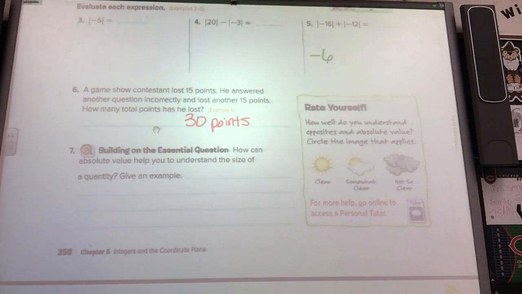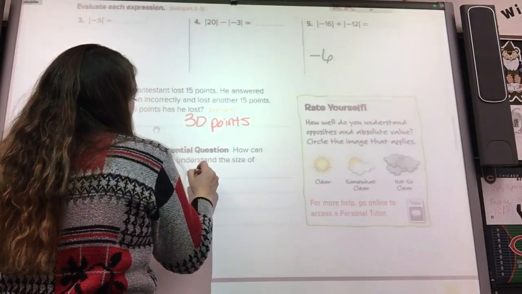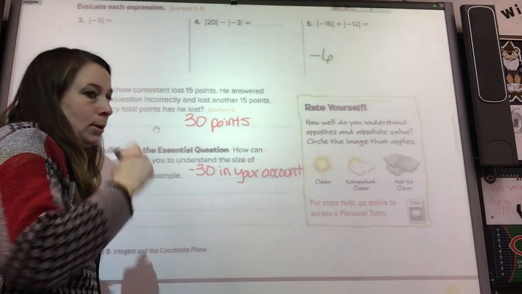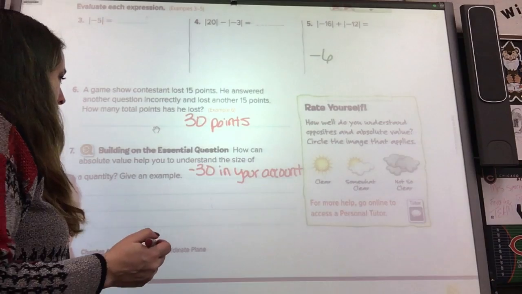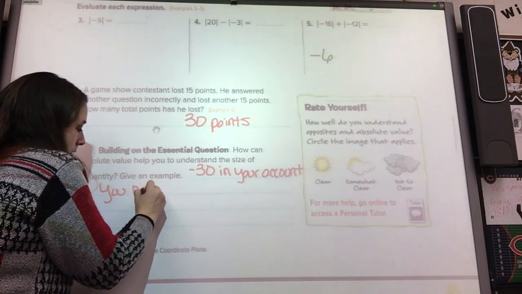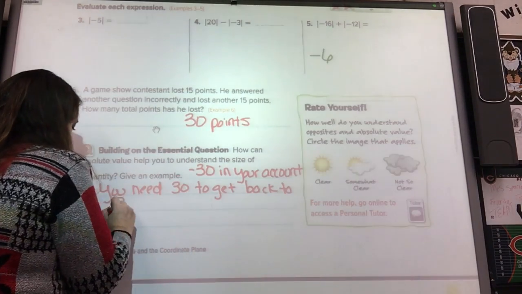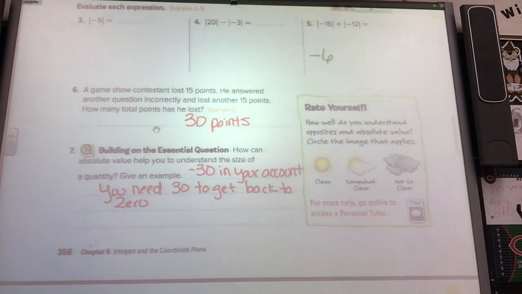All right. How can absolute value help you understand the size of a quantity? Give an example. What do you think? Well, what if we talk about money? If you are minus 30 in your account, how much money do you need to get back to not having money but not owing money? Right? You need $30. So if you are negative 30 in your account, meaning you spent $30 over, what do you need to get back to zero? You need $30. So absolute value can help you figure out how much you need to get back to zero.